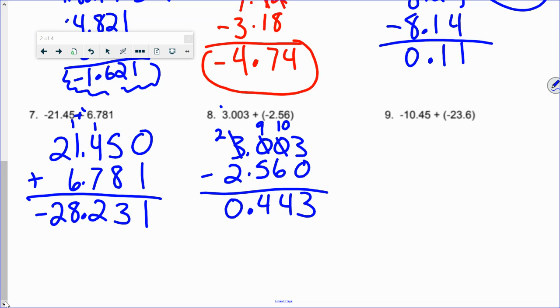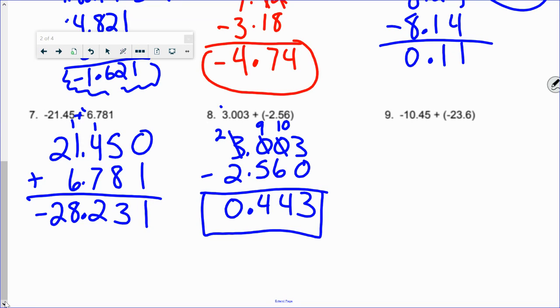Well, my 3 and 3 thousandths is my higher value, so I know my answer is a positive 443 thousandths. All right, this is an addition problem, so I don't need to add the opposite. And then they're both negative. We decrease twice. If we were to have this on a number line, we would be going down twice and getting a bigger negative answer.